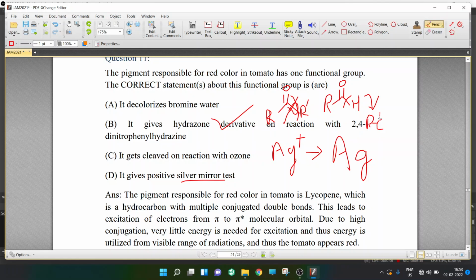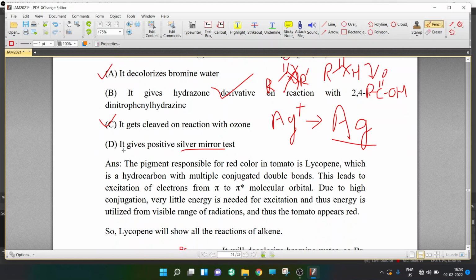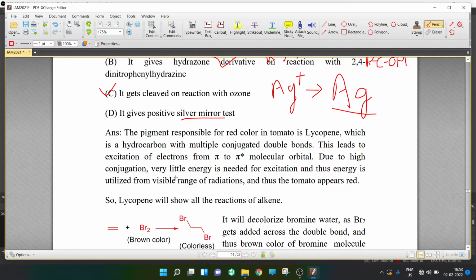So in redox reaction, something gets oxidized and something gets reduced. So here the aldehyde gets oxidized to acid, and silver plus gets reduced to silver. So therefore the answer is A and C, right? Whatever is written here, you can read it.